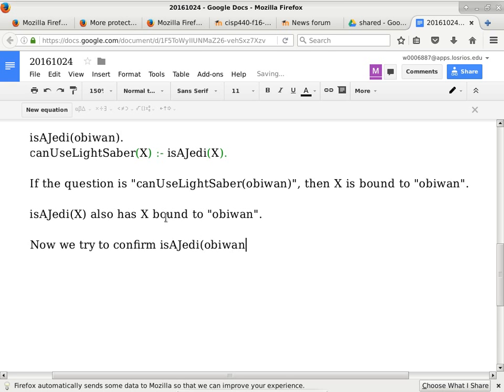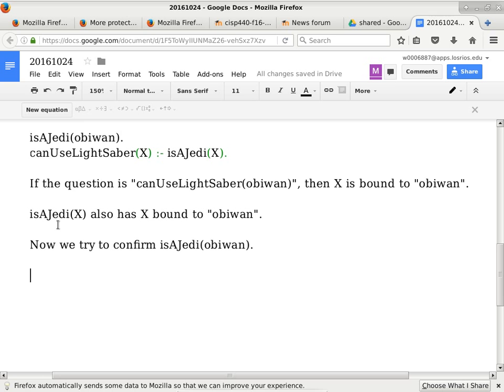Is a Jedi Obi-Wan, and that we can confirm because it is here. So that concludes the chain of reasoning, and Prolog will then conclude with the answer that Obi-Wan can, in fact, use a lightsaber. Is that okay? So that's a pretty easy one. Are there any questions? Okay.